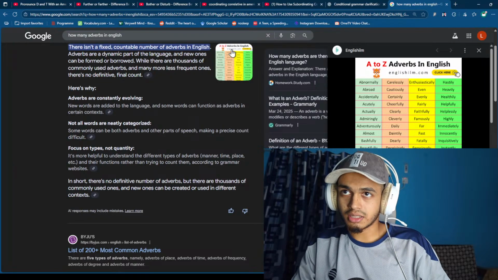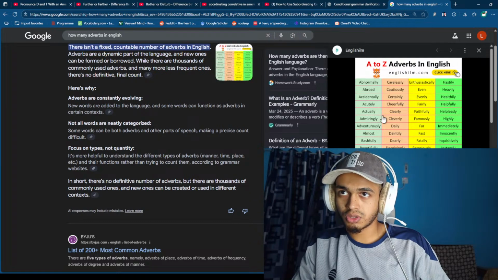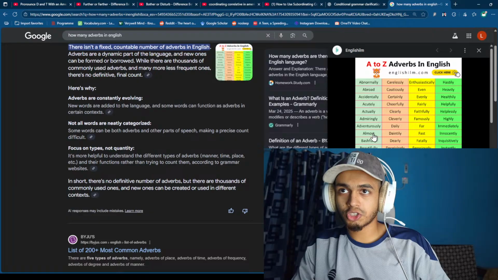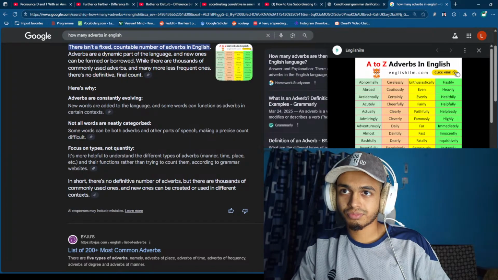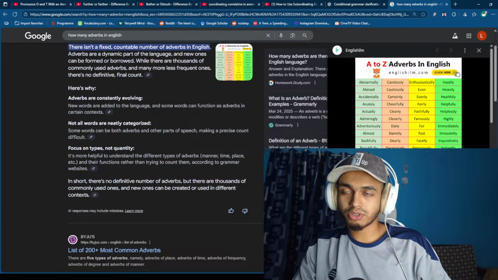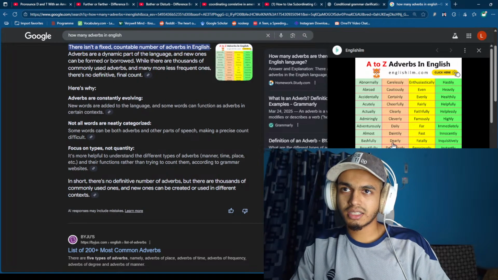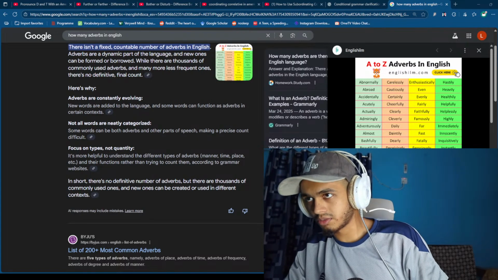Abnormally, abroad, accidentally, acutely, actually, admiringly, adventurously, almost, bashfully, beautifully, bodily, bitterly, bleakly, blindly, blissfully, boastfully, boldly, bravely, sadly, calmly, carefully, carelessly, cautiously, certainly, cheerfully, clearly, cleverly, daintily, dearly, deceivingly, deeply.